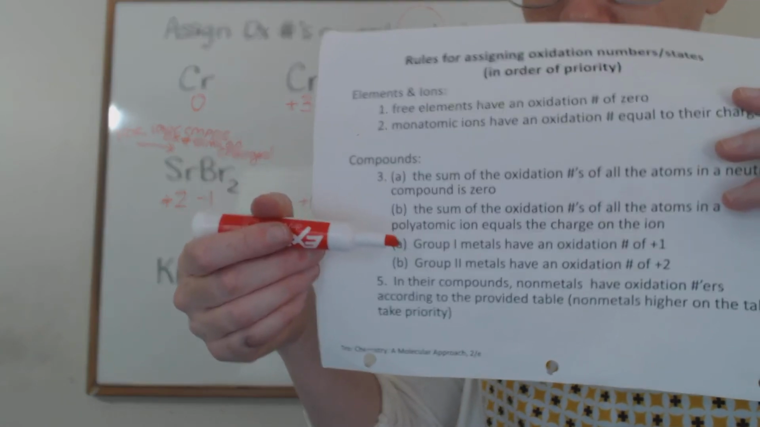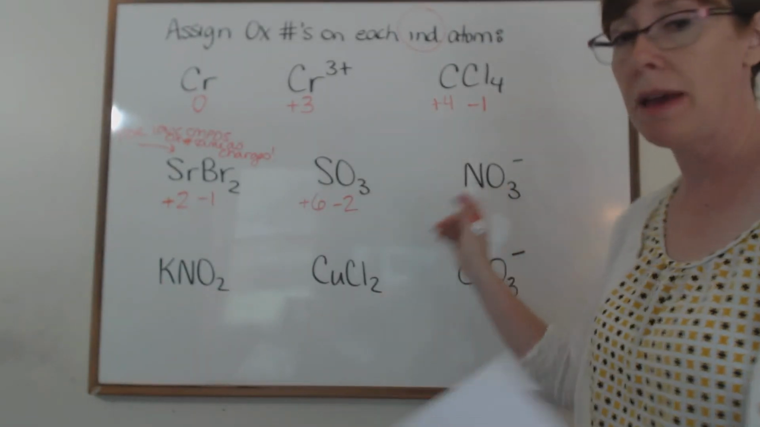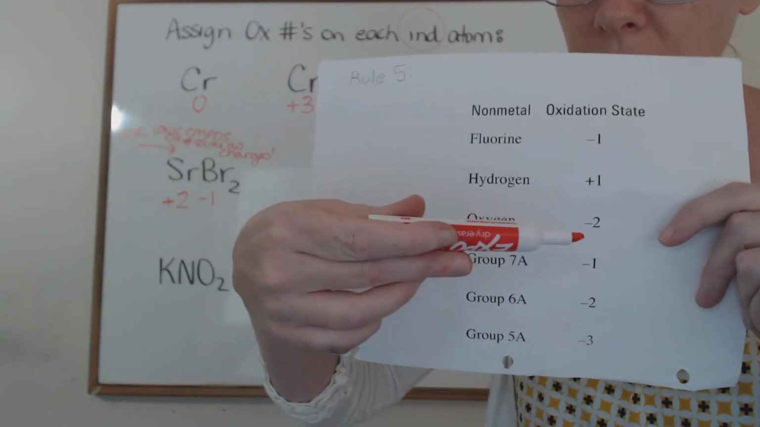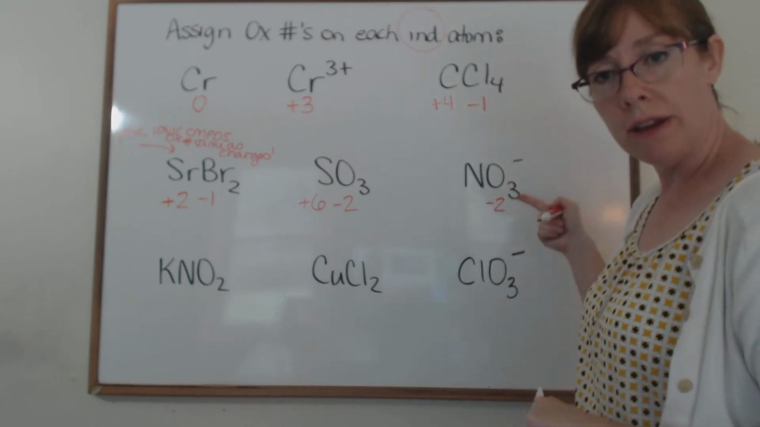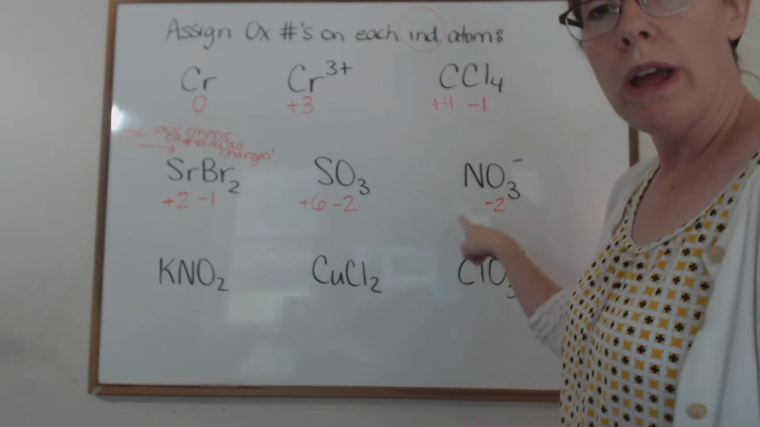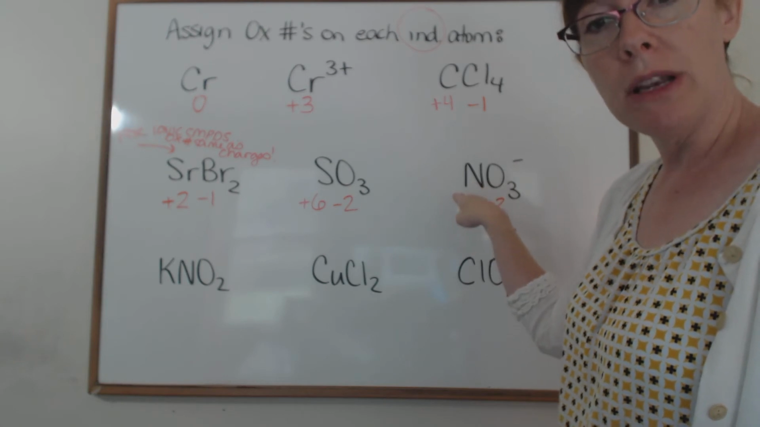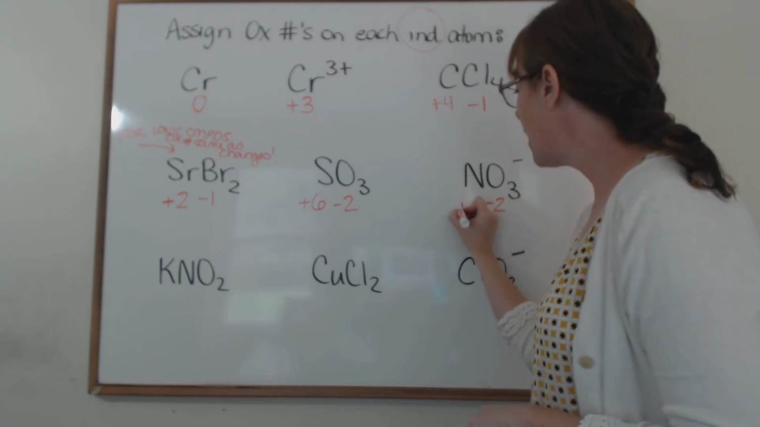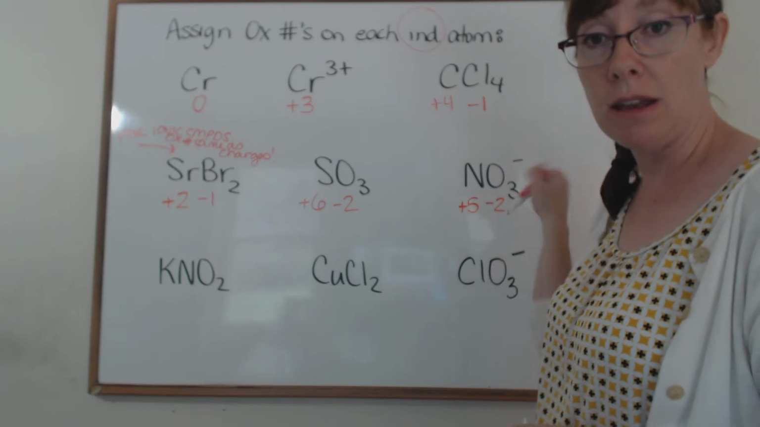So we're going to skip rule 4 because that's group 1 and group 2 metals. Rule 5 deals with nonmetals, which both of these are. Who gets priority, nitrogen or oxygen? Oxygen. Oxygen is first. So oxygen is -2. There are 3 of them there, so the oxygens all together will give you -6. So what number would nitrogen have to come in with? There's only one nitrogen. What number would nitrogen have to come in with so that you add up to -1? And the answer is +5. Nitrogen's oxidation number is +5 in nitrate.